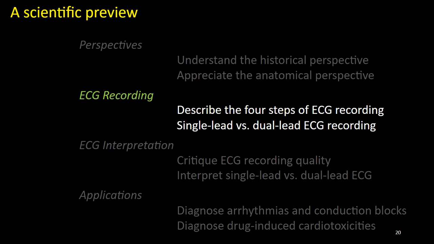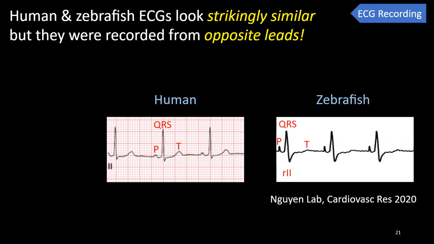The similarity in action potential propagation in zebrafish and human hearts mirrors the similarity of ECG morphology, which brings us to the next section on ECG recording. Comparing to human lead 2, fish ECG does look strikingly similar. Like humans, zebrafish shows a distinct P wave, QRS complex, and T wave. But these 2 traces were recorded from opposite leads. The human trace was recorded from lead 2, while the fish trace was recorded from lead reverse 2, or R2.